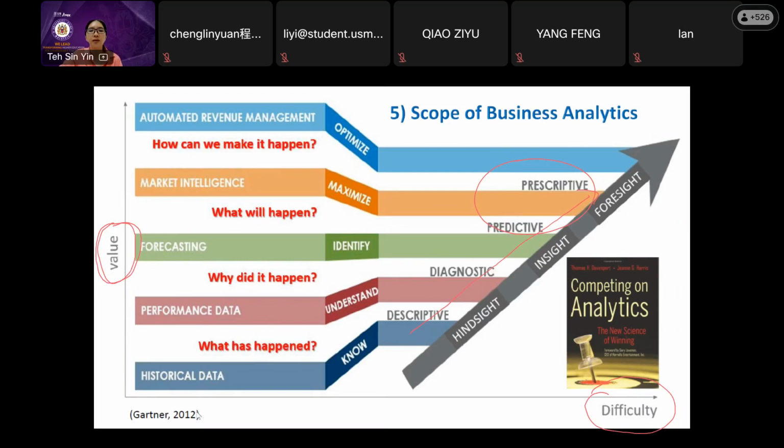Now, let me see the chat box. Does diagnostic count as hindsight or insight? Diagnostic is in between. When we move from descriptive to prescriptive, it is in between. We usually don't exactly say descriptive is hindsight, predictive is insight, prescriptive is foresight. Descriptive to diagnostic is moving through hindsight, diagnostic to predictive is more on insight, and predictive to prescriptive is more on foresight. This is how we read this diagram.